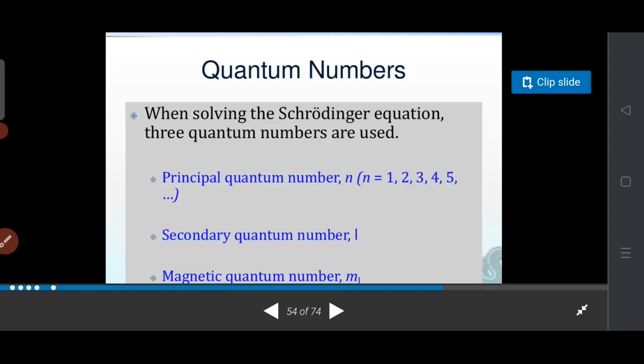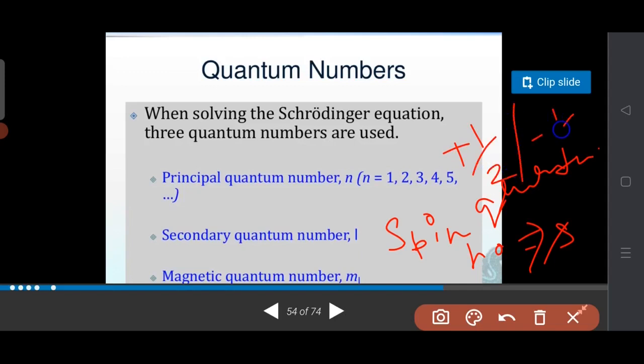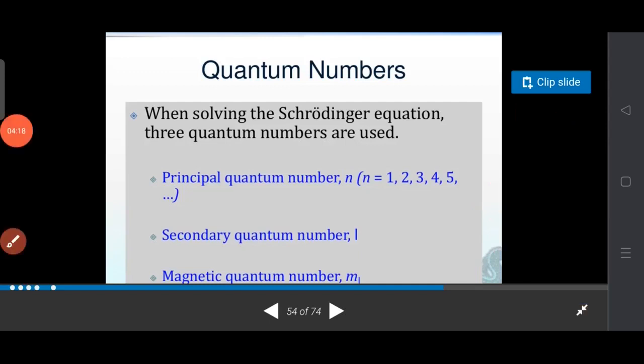The spin quantum number is indicated by small s, either plus half or minus half. This rotation is possible for each and every electron, and each orbital can contain a maximum of 2 electrons. So what is the principal quantum number? It indicates the shell number in which the electron is present. This is the principal quantum number.